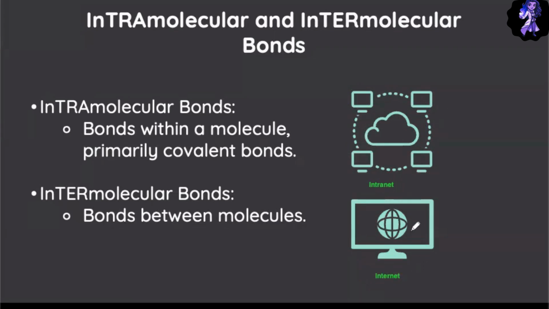Now, if you have the internet, you're looking at bonds between molecules. So say you're at home and you're logging into your internet, which is A, and then you have a neighbor who also has the internet as well, but they might have their own internet access that might be different. So they have their own internet. So you're looking at yourself as one molecule and your neighbor as another molecule.